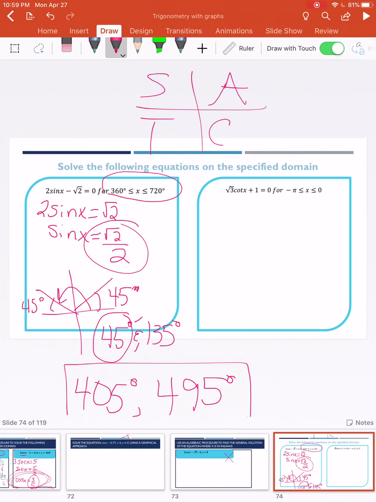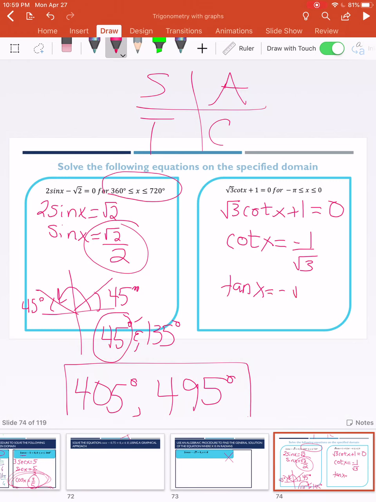Okay, we will try this one too just because of the different domain. So first step, again, rearrange for cotan. Okay. So I end up with a ratio of -1 over root 3. Okay, and then I'll take the reciprocal of that ratio. I know cotan is the reciprocal of tan, and I end up with -√3 over 1, which is just -√3.